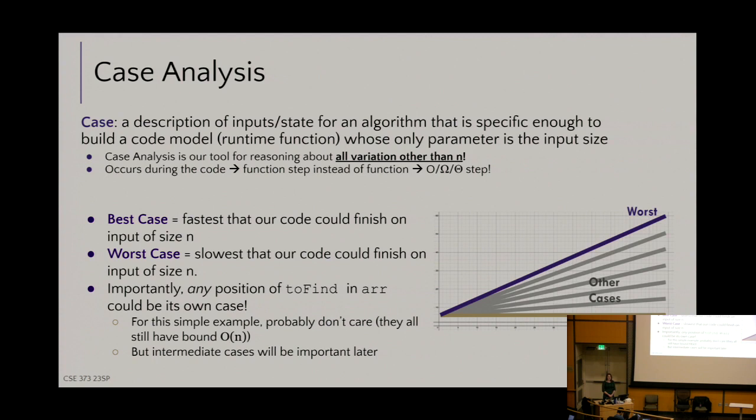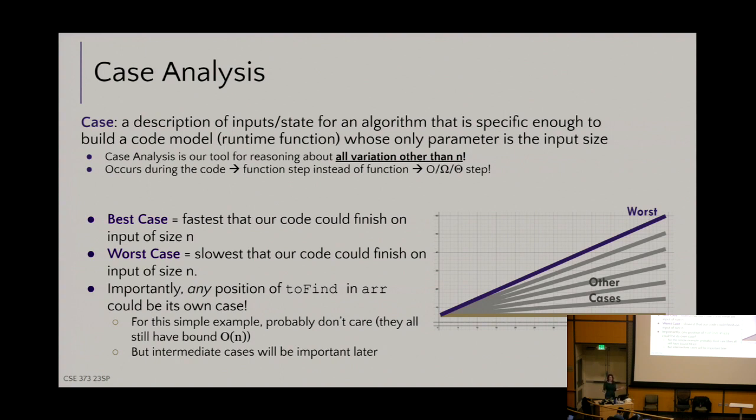Technically, every different value in between the best and the worst, you could argue that's its own case. Like what if the thing was in the middle? Then it runs in half of n. It's still the same complexity class, but it's a little different. But we usually don't look at those intermediary cases. We always ask about the extremes, and that gives us this range of how that code may behave.